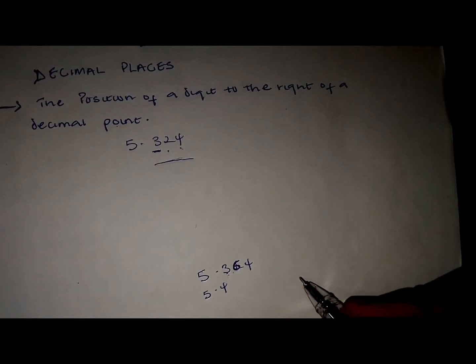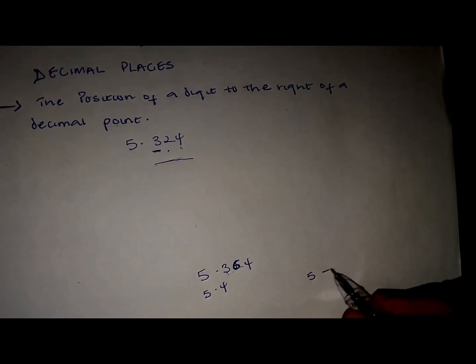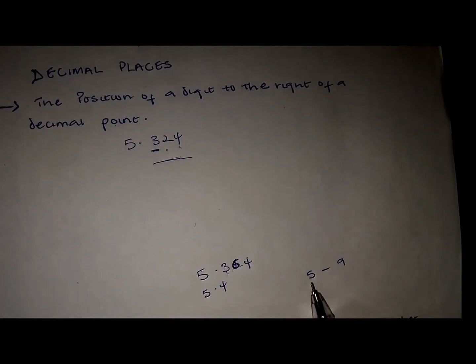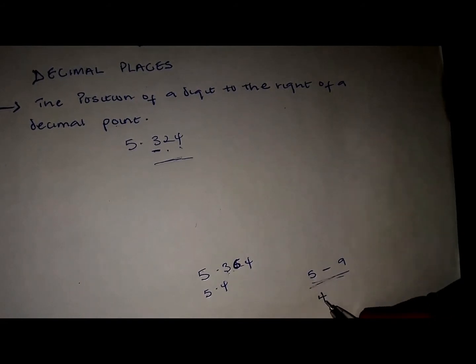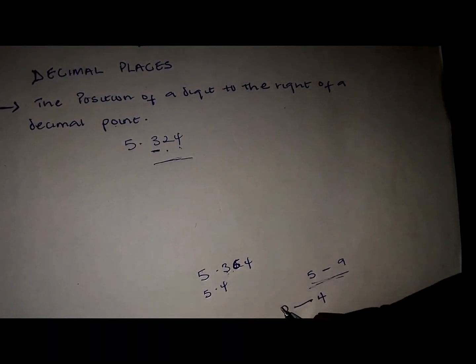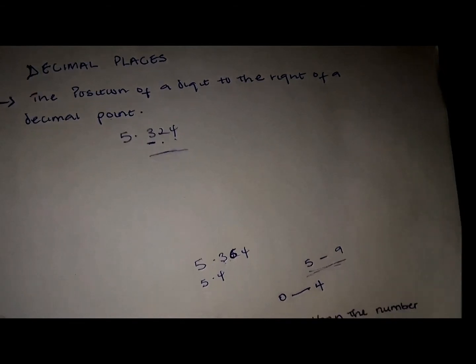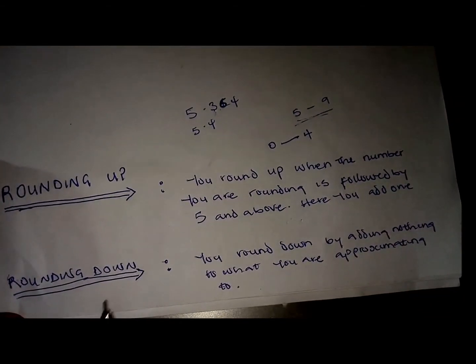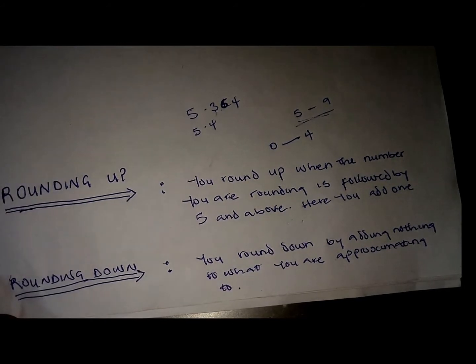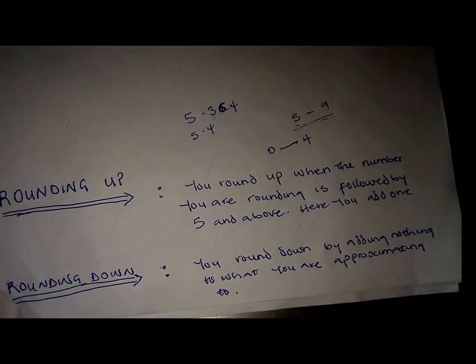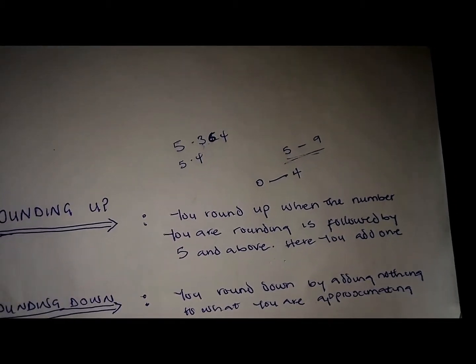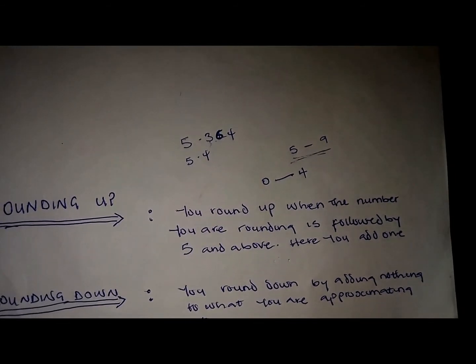So when we have from 5 upwards to 9 and the rest, we can use this to round up to another number. But if we have less than, let's say, 4 and downward to 0, then we round down, and that is what is mentioned here. So when we have that, we just round down. So you round down by adding nothing to what you're approximating to. So instead of adding 1 like we do in rounding up, this time we round down, we add nothing.